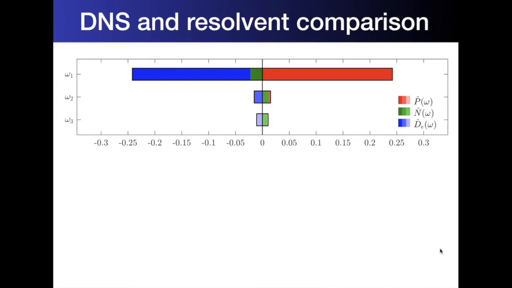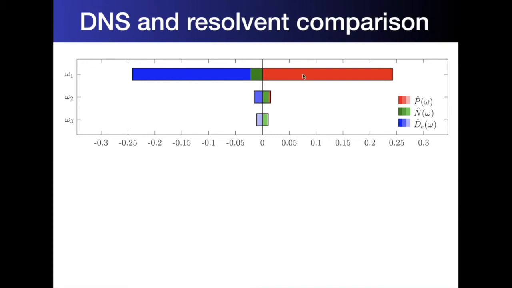If you haven't followed what I've talked about so far, hopefully this will illustrate what's going on a little more succinctly. We've organized this by frequency. Omega-1 is just the shedding frequency. Omega-2 is the second harmonic. Omega-3 is the third harmonic. And what we see here is an energy balance for each frequency.